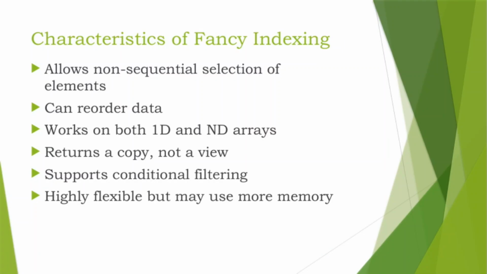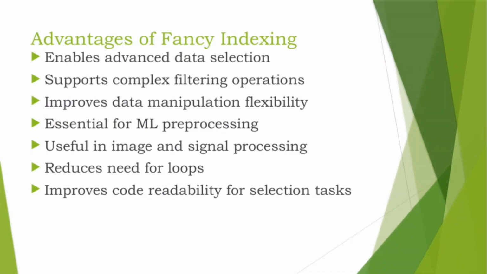For example, if an array contains the values 10, 20, 30, 40, 50, 60, selecting the indices 0, 2, 5 returns 10, 30, 60. This ability to retrieve non-consecutive elements makes fancy indexing highly efficient for filtering, sampling, and rearranging data. Fancy indexing is equally powerful when applied to two-dimensional arrays.